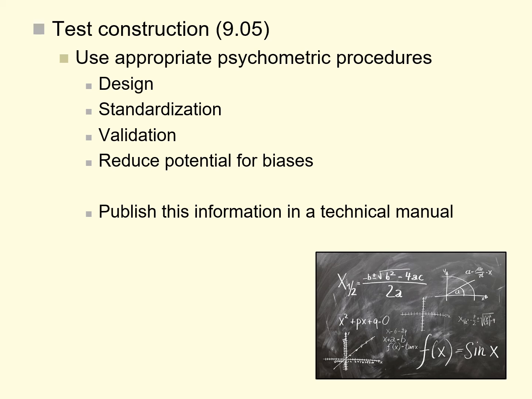You have to go through a process of validating the test by determining whether or not the test is related to outcomes or other psychological constructs that it should be based on your theory of the test and the construct that it evaluates. You have to go through procedures to reduce potential bias, and then you have to publish all this information in a technical manual.